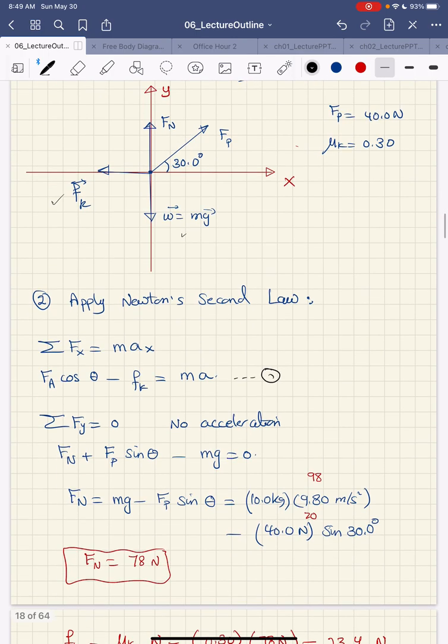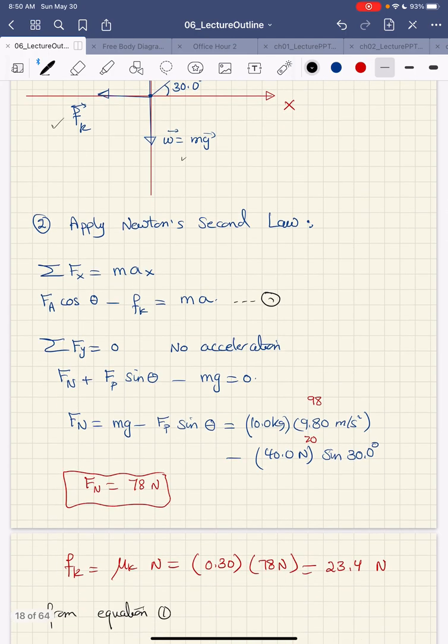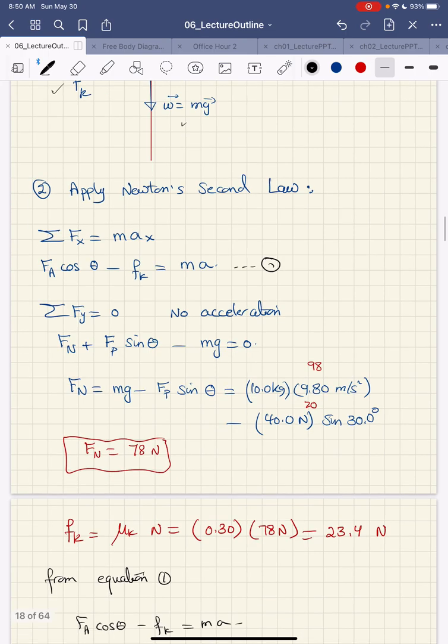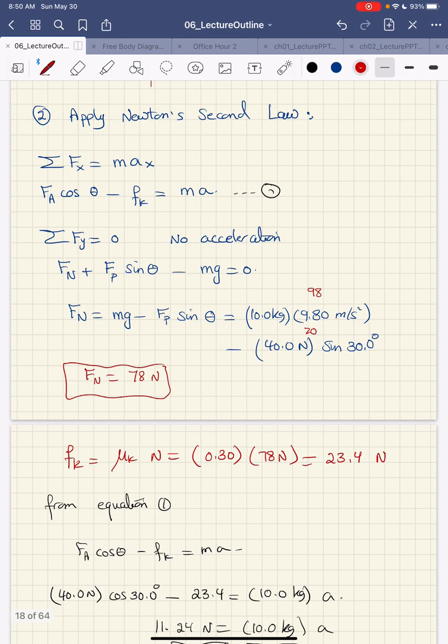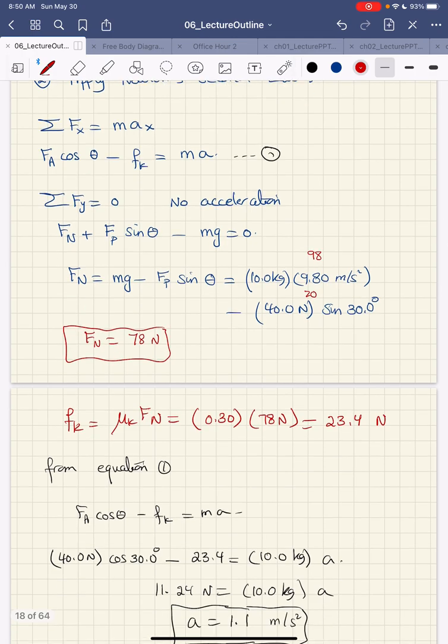Then you will apply for the horizontal, sigma Fx equals max, and then I have Fa cosine theta minus Fk equals ma, and sigma Fy equals 0, no acceleration, then Fn plus Fp sine theta minus mg equals 0, and from that I will be able to get the normal force as 78. I can calculate Fk, which is going to be mu k times Fn. Let's stick with the same notation here, Fn. And from that I can get the value of friction.